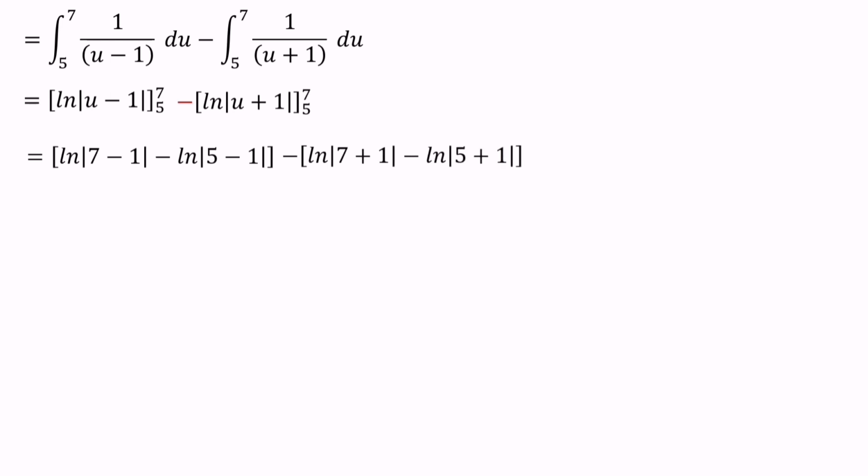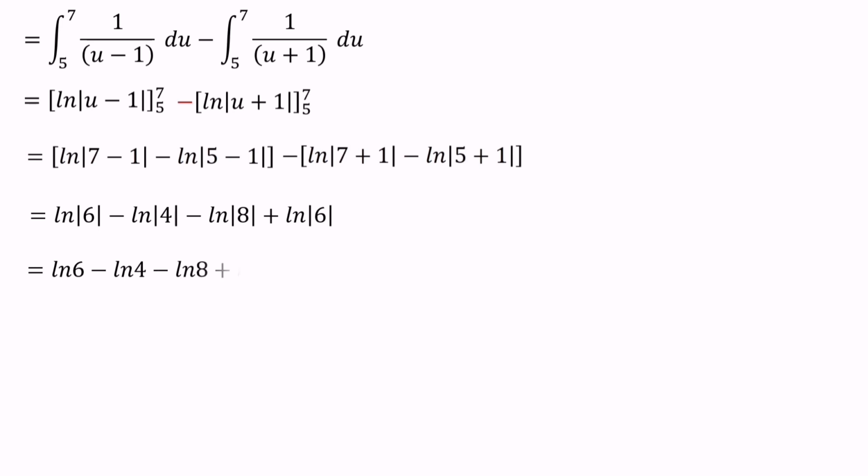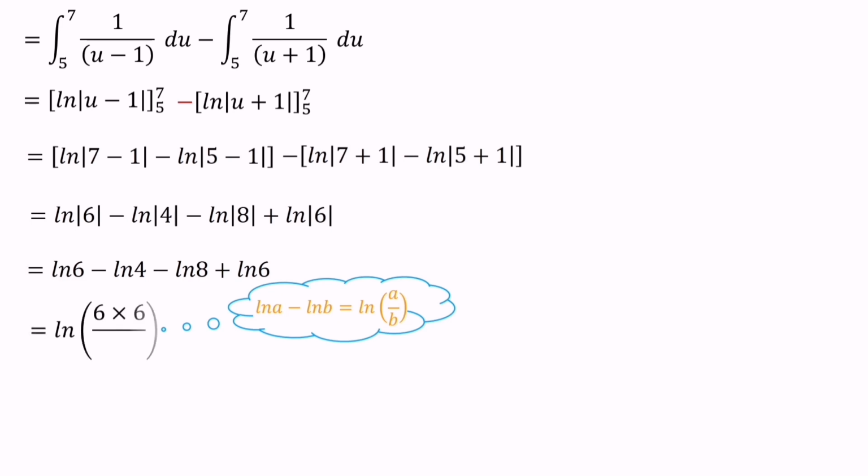We can consider the modulus value of a positive number as just the number. So in here, we can write ln 6 minus ln 4 minus ln 8 plus ln 6. We know ln a minus ln b equals ln a over b. So in here, we can write ln 6 times 6 over 4 times 8. After that, we can simplify this value and get the final result as ln 9 over 8.